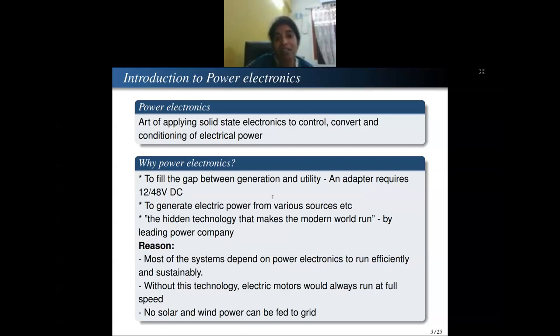And to generate electrical power from various sources, say renewable energy sources, and reconnect it to the grid, this would be impossible without power electronics. One of the leading companies says it is the hidden technology that makes the modern world run. So that is power electronics. The main reason is that most systems depend on power electronics to run efficiently and sustainably.